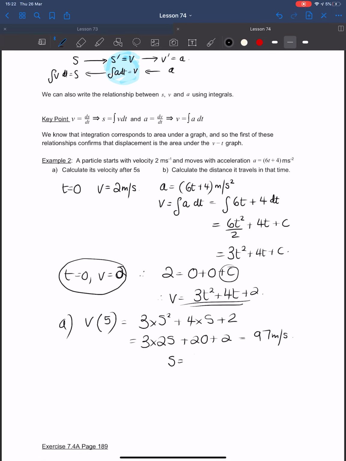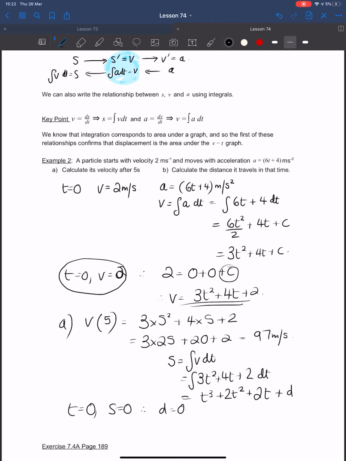So S is the integral of v dt. So it's the integral of 3t squared plus 4t plus 2 dt. Add 1 to the power, divide by the new power, is going to cancel out that 3. And then add 1 to the power, divide by the new power, is going to make that 4 into 2. That's going to be 2t plus another constant there. We can say t equals 0, s equals 0, so therefore d is 0. So s is t cubed plus 2t squared plus 2t.